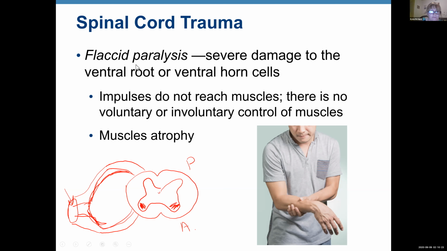So when we have a flaccid paralysis, the damage is here, the ventral root or ventral horn. That means even reflexes are affected, because reflexes go through this arch, from sensory over here, making this loop, right? Reflexes cannot stimulate your muscles either.